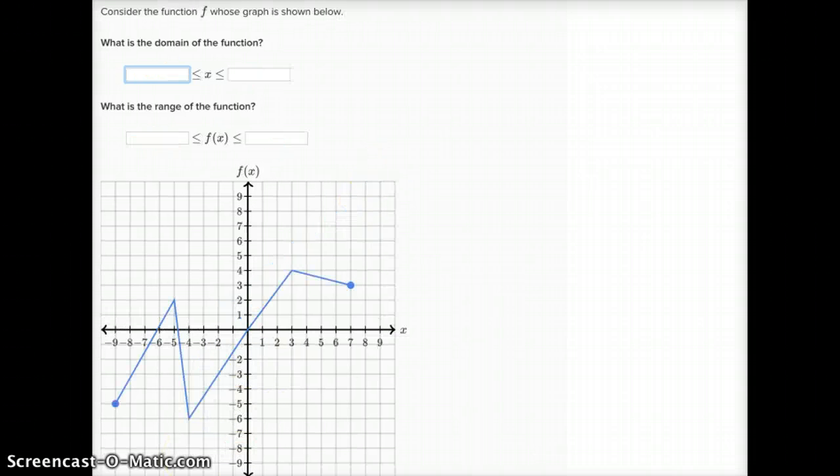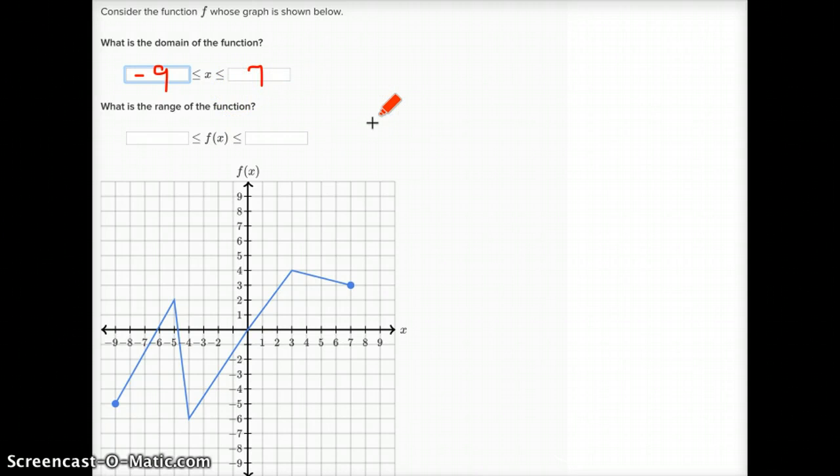If we're looking for the domain again, now we're going to look again for the smallest and largest x values. So our smallest x value will be the point furthest to the left. And so the point furthest to our left is here at this dot, x equals -9. So we have -9 is our smallest value. And then now we'll look for the largest value, which is the point farthest to the right, and we'll look here at x equals 7. So x equals 7. And so that means our domain is -9 is less than or equal to x, which is less than or equal to 7.